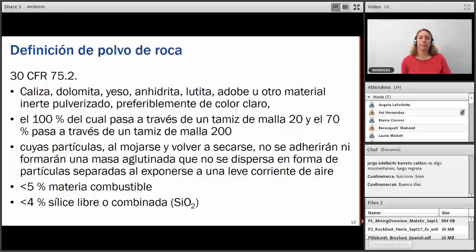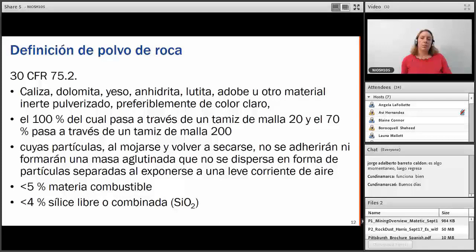We also have a size requirement for the rock dust. And that is that it must all pass through a 20 mesh sieve, and 70% must pass through a 200 mesh sieve.